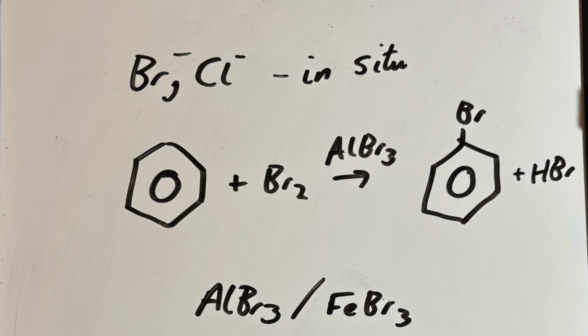Halogenation of benzene, we say that it's formed in situ, and you need to use something called a halogen carrier. Now you can either use aluminium or iron, it doesn't matter. I choose to use aluminium just because it makes my life easier. The mechanism is still exactly the same as it was for nitrate.